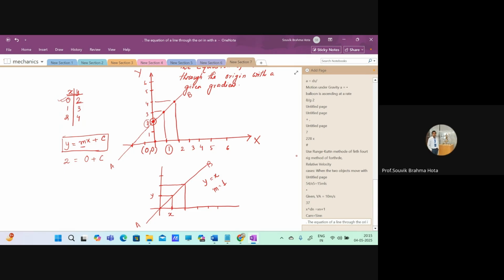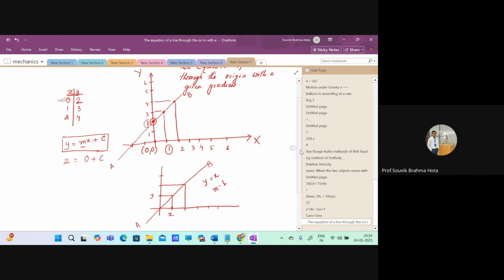Even in physics, in 1D motion, from displacement we get the velocity. These are the type of concepts we need to analyze. If a particle is moving 1 meter in 1 second, 2 meters in 2 seconds, that means it is increasing linearly, uniformly, correct? Yes, sir. The same concept applies here also.